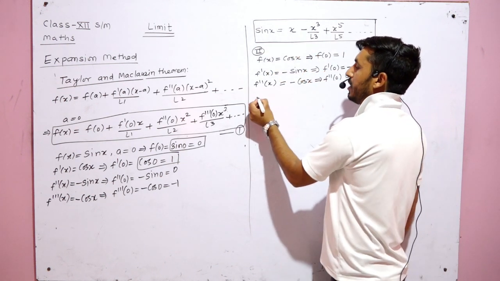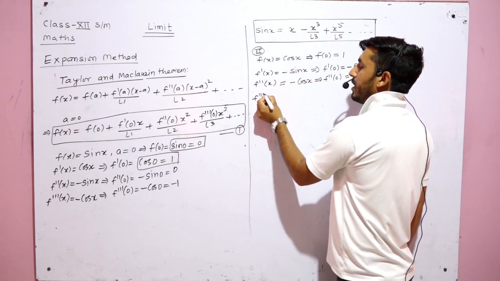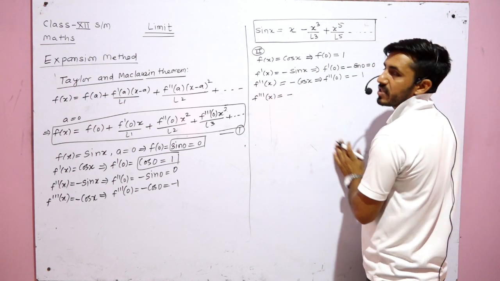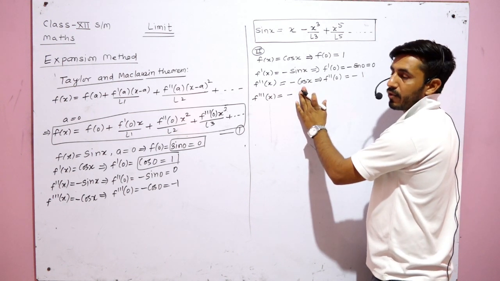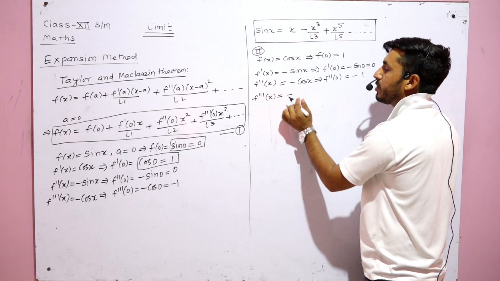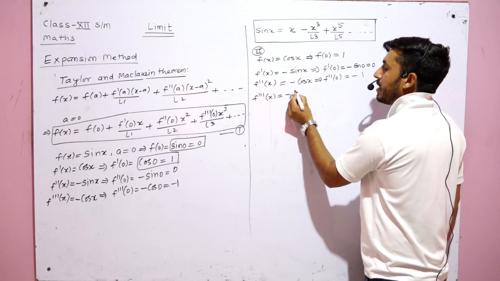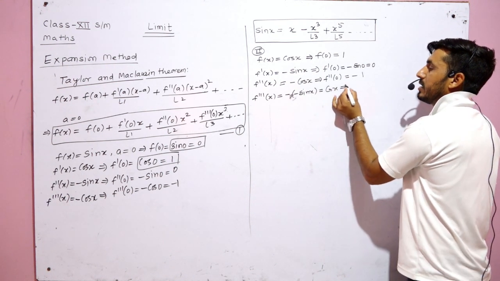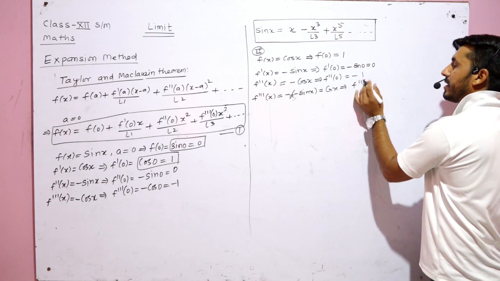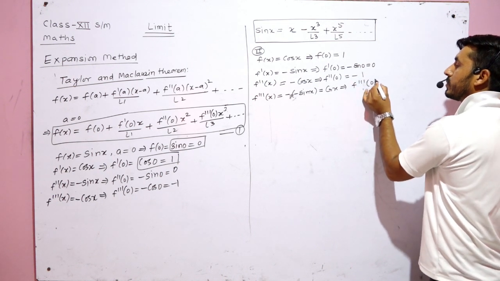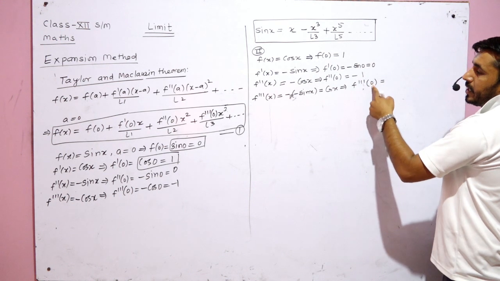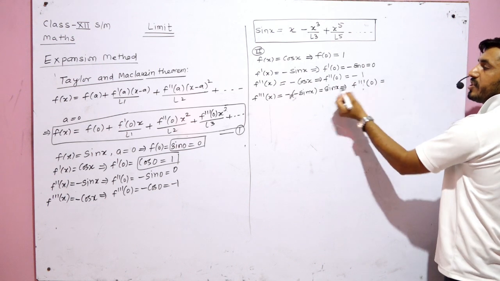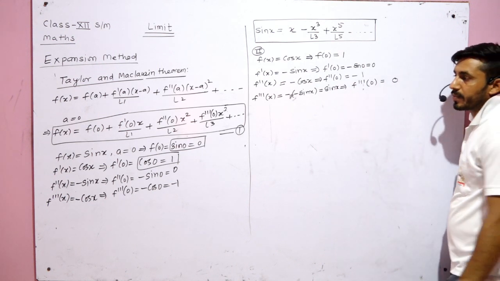For the next term, we need the value of f triple dash x, so we differentiate again. Minus is left, and the differentiation of cos x is minus sin x. Then minus into minus becomes plus, and we can write f triple dash x as sin x. Then we find the value of f triple dash 0, which is sin 0, and sin 0 we know is equal to 0.